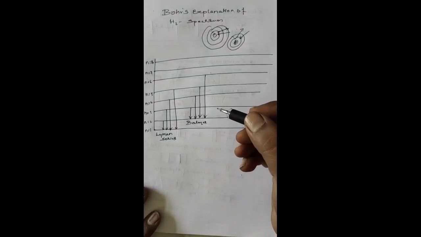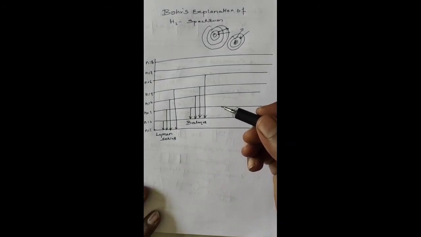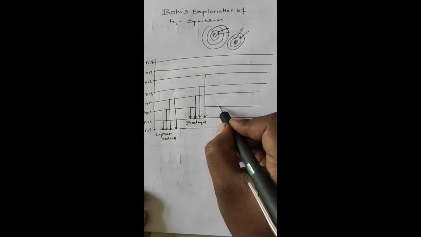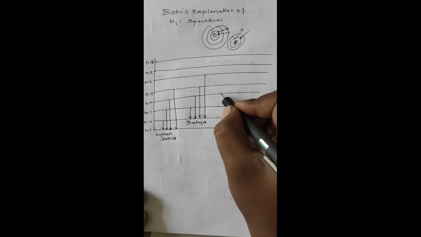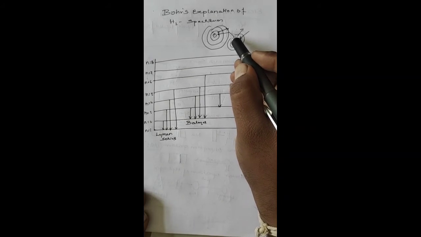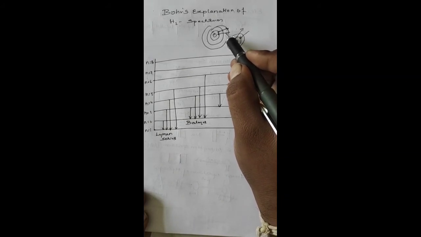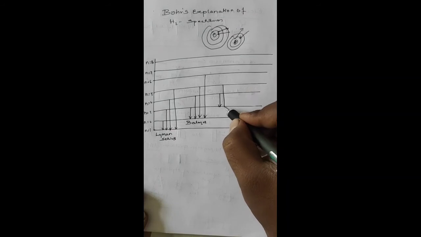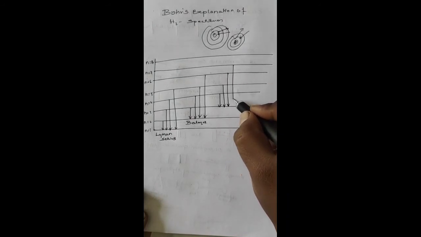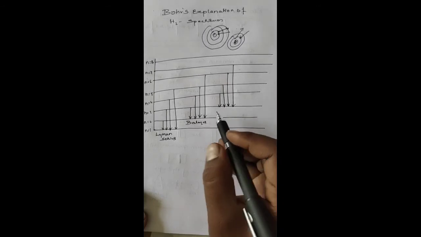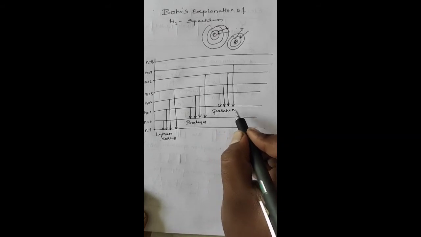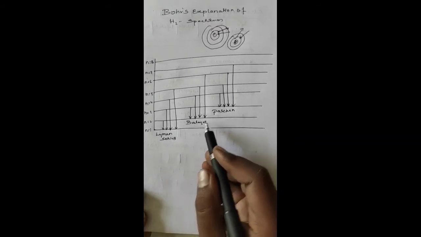Next we are talking about n equals 3. When electrons come from n equals 4 to n equals 3, that is the Paschen series. Maybe my diagram is not good. So it is the Lyman series, Balmer series, Paschen series.